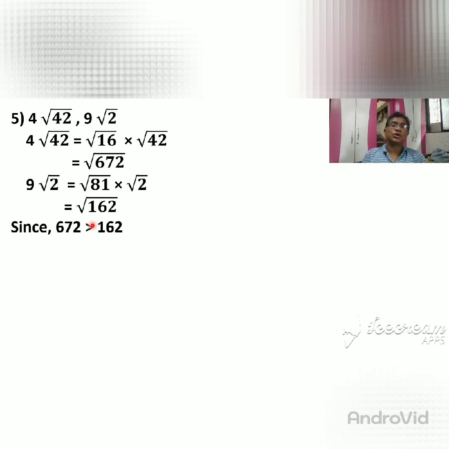We are comparing these. So you know that 672 is a greater number than 162. So we write, square root of 672 is greater than square root of 162. Which number was square root of 672? 4 root 42. So here we write 4 root 42 and compare it with 9 root 2. So 4 root 42 is greater than 9 root 2.